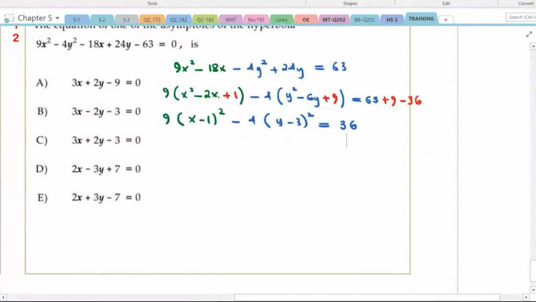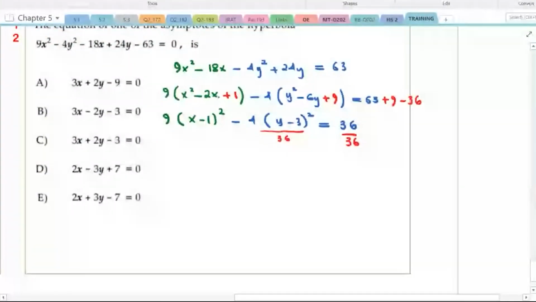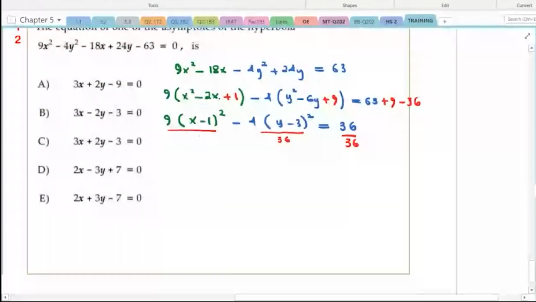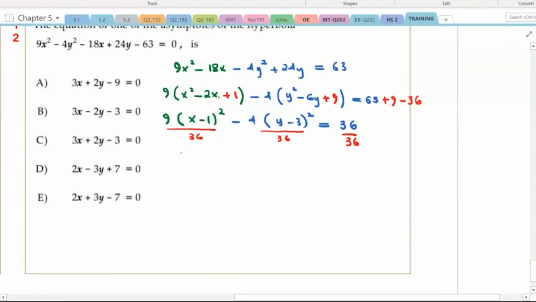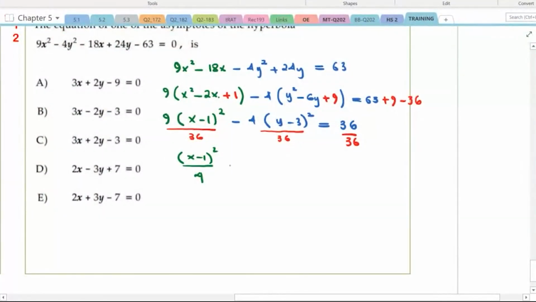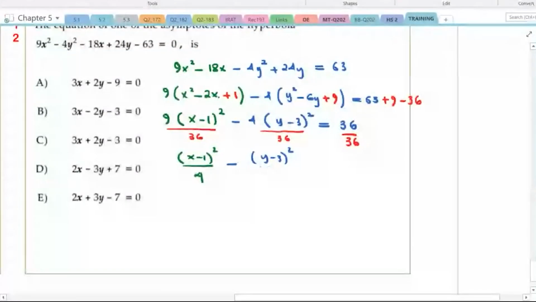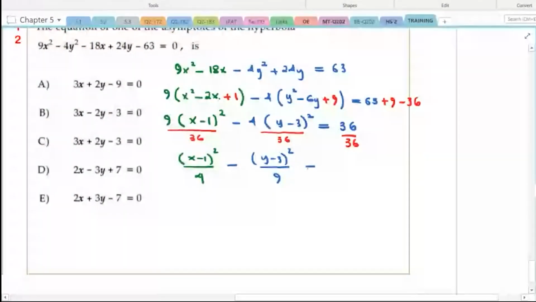Then what do we do, gentlemen? Let us divide each of them by 36. Divide here by 36, and also divide this by 36. And what do I get? I'll get here (x minus 1) all squared, and 9 into 36, that is going to give us 4. And here, what do we get? We get minus (y minus 3) all squared, and this is going to be divided by 9, and that is equal to 1.